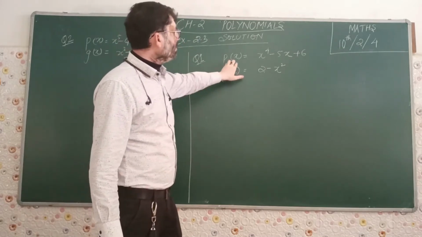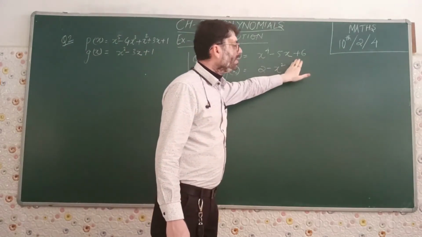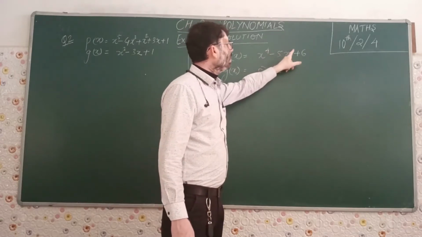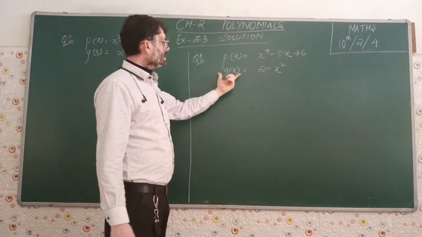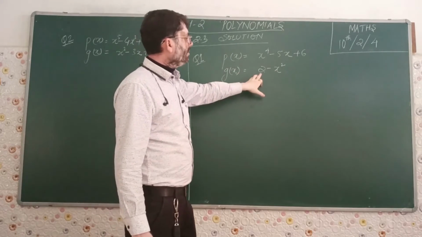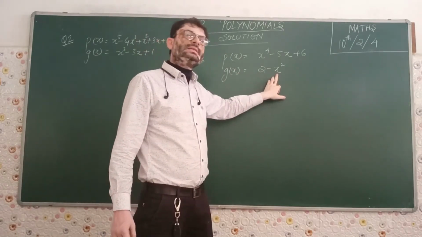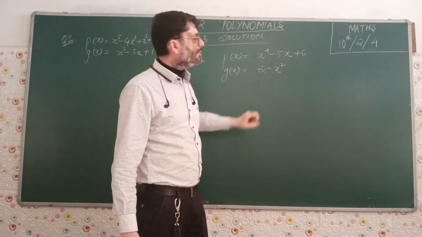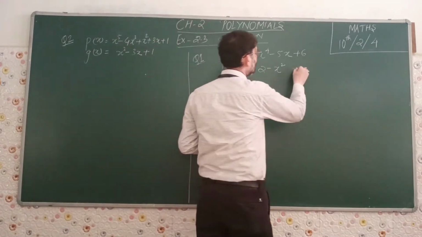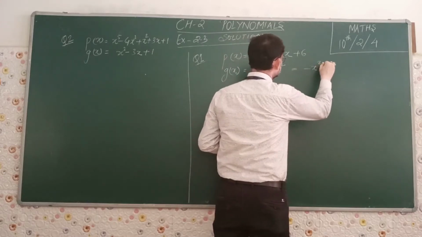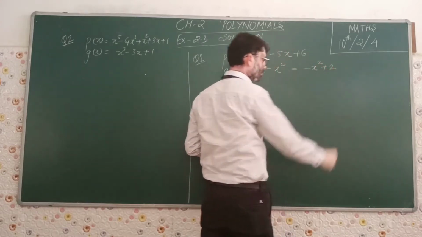If we look into p of x, it is in the decreasing order of power of x. Degree 4, then 1, and then 0. But in case of divisor, here the degree of x is 0, here the degree of x is 2, that means it is not in the decreasing order of power of x. So we will have to arrange it first. And this could be arranged as minus x square plus 2.